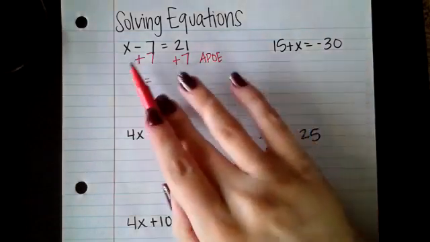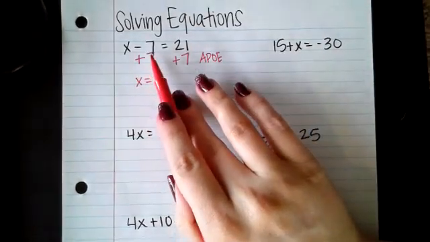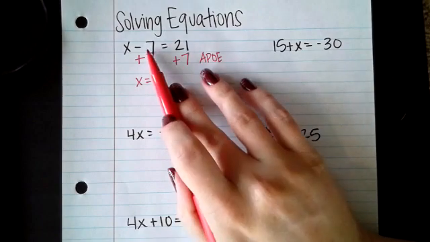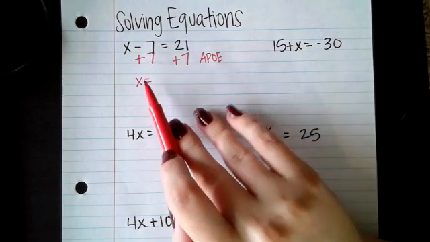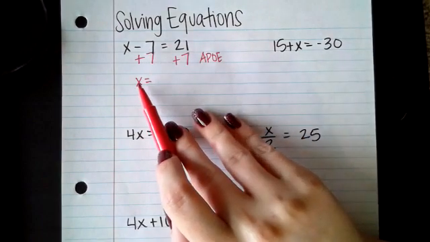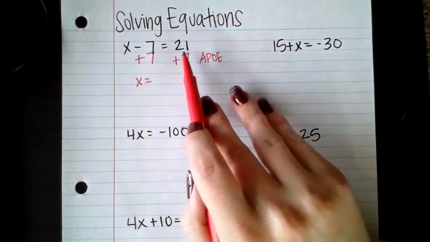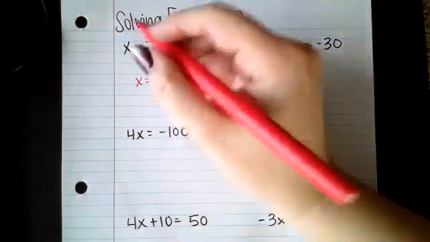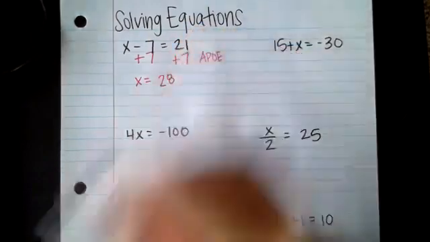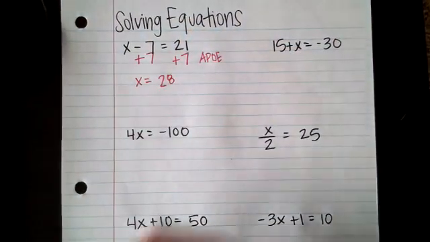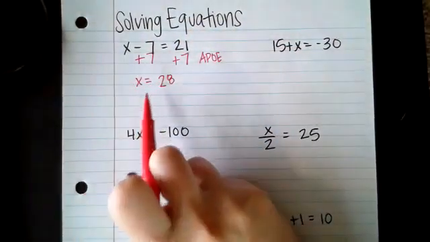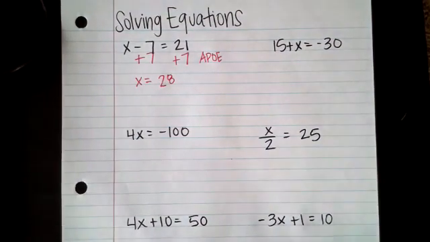So if I do this, essentially what I'm doing is I'm removing the 7 from this side of the equation. Negative 7 plus 7 would just be 0. So we have x by itself now. And on the other side of the equation, 21 plus 7 is 28. So by doing the same thing to both sides of the equation, I isolated my variable and I got x is equal to 28.